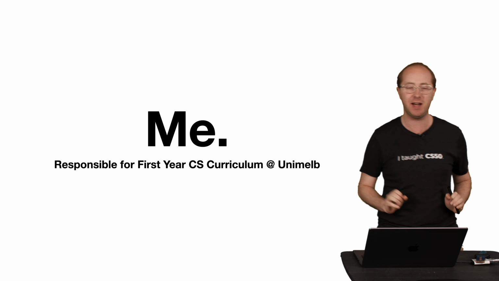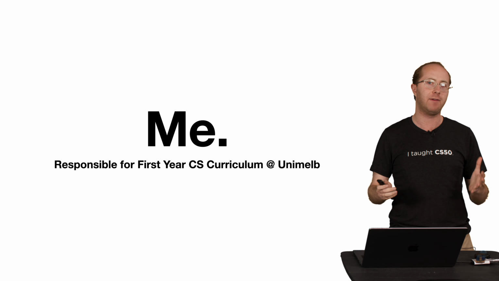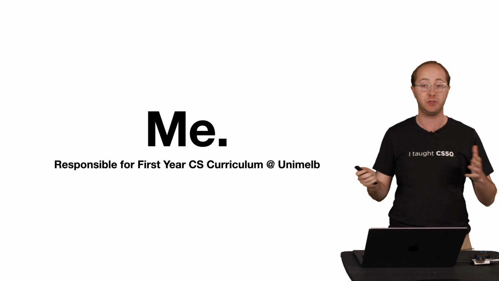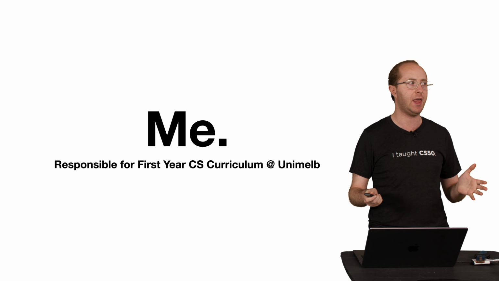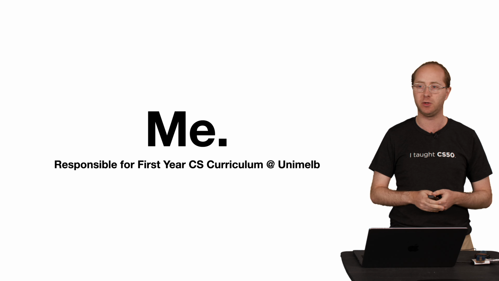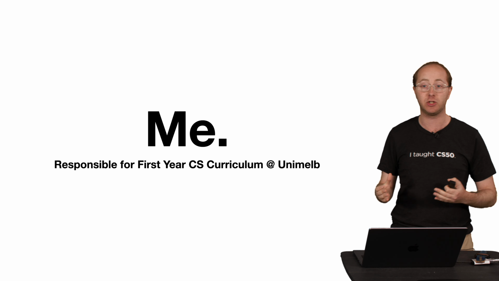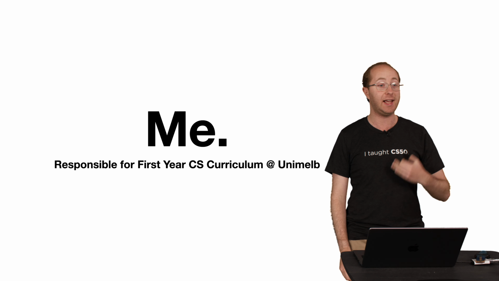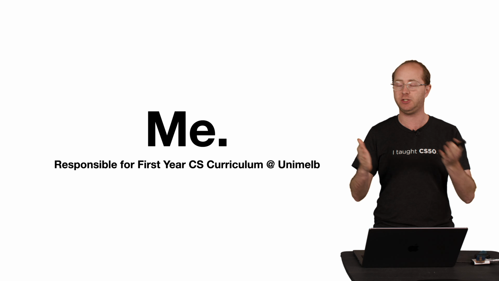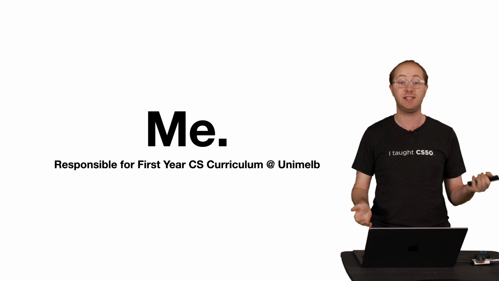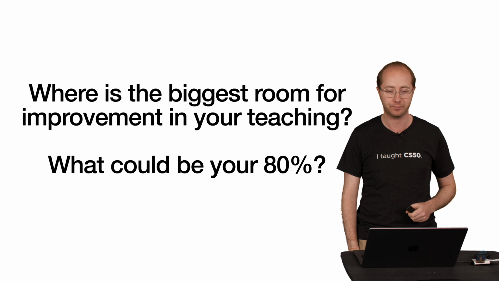I am responsible for the first year computer science curriculum at the University of Melbourne. We have about 1,000 to 1,500 students who take the introductory course with us every year, and we have about 5,000 overall students in a university with about 40,000 students total. So a very significant fraction of the overall student body takes our class, just like the students who take Harvard CS50 in the college here.